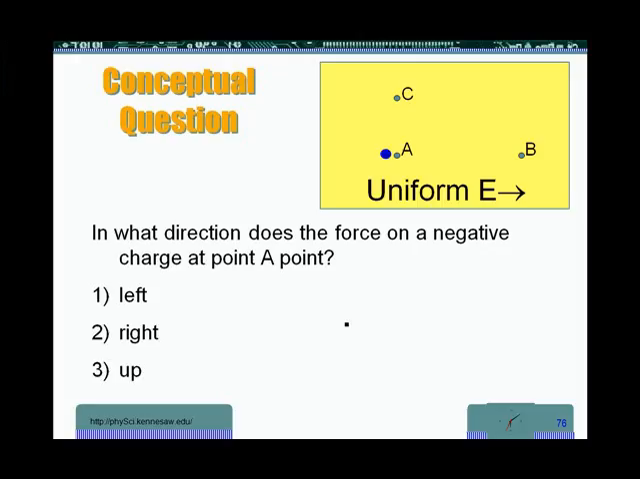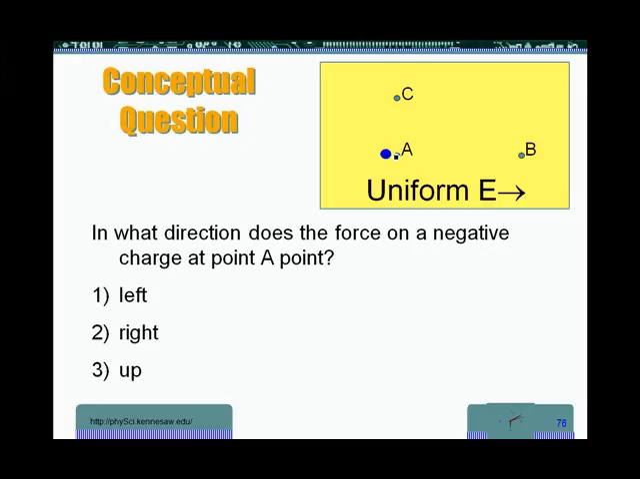Okay. Now it's a different kind of question. So we have a negative charge at point A, and we have an area here, the yellow area, an area where the electrical field is uniform or constant. And the question: in what direction does the force on a negative charge at point A point?